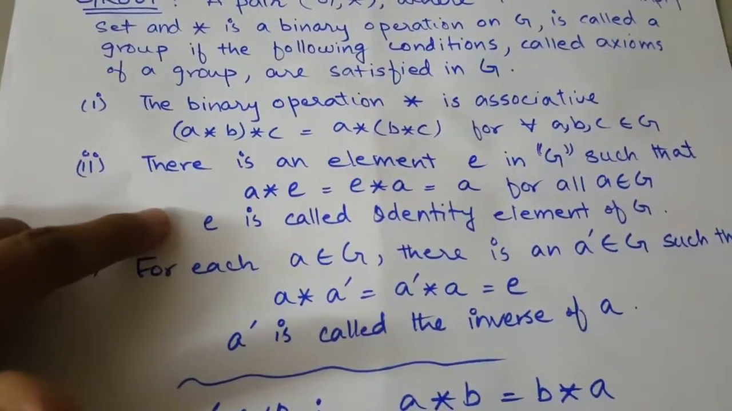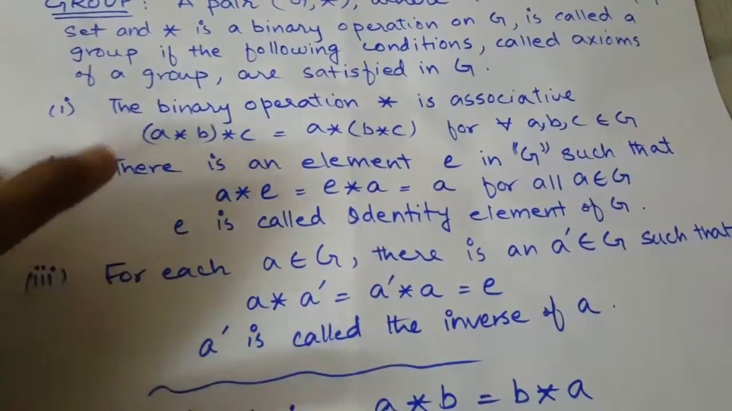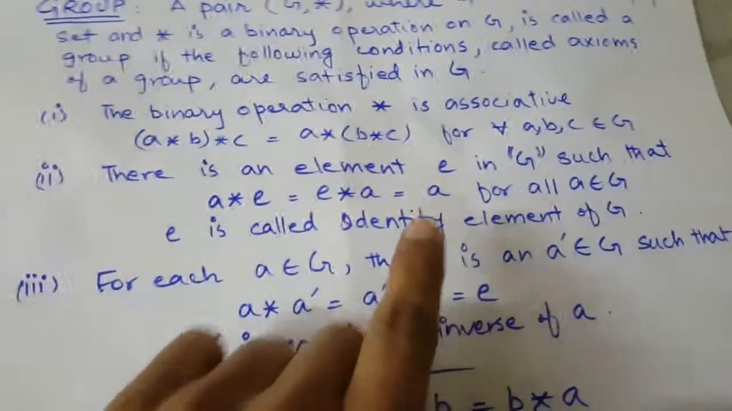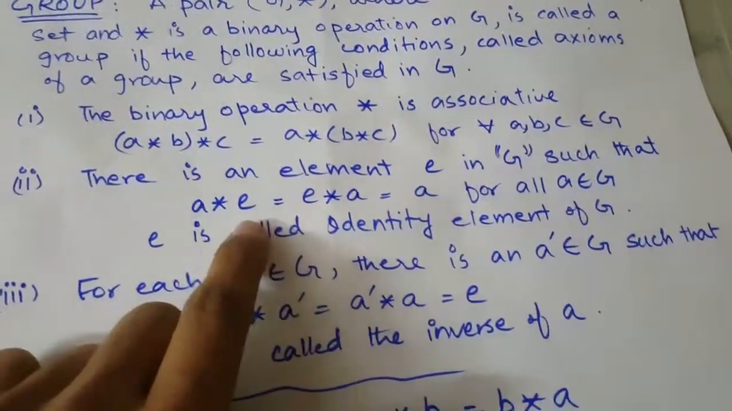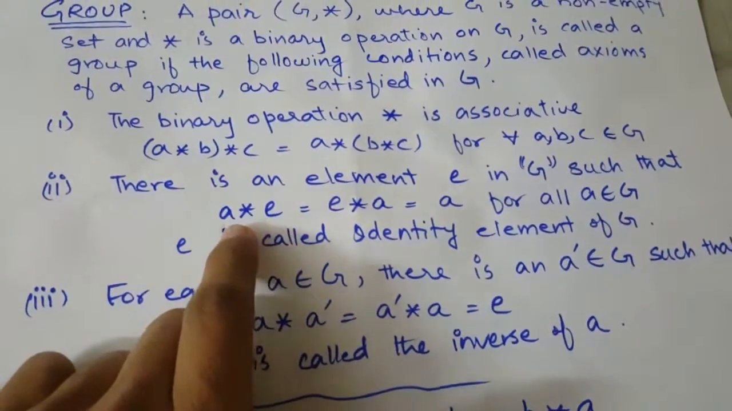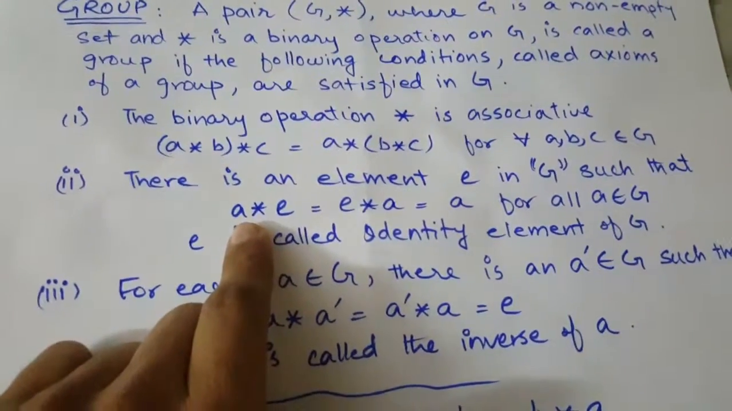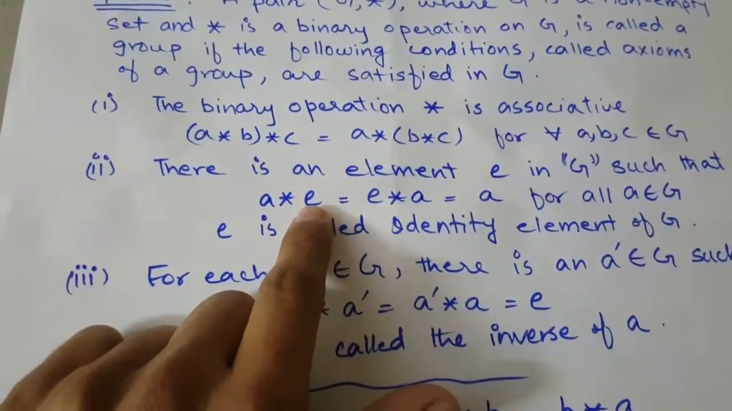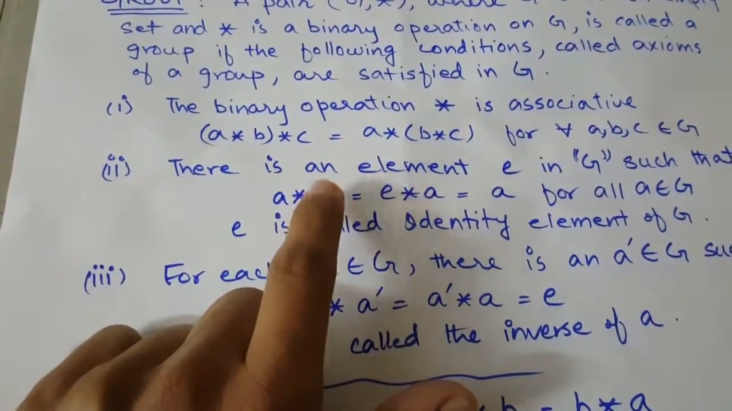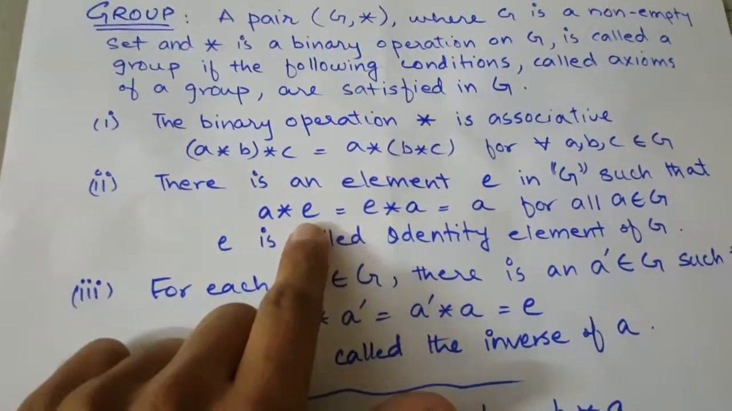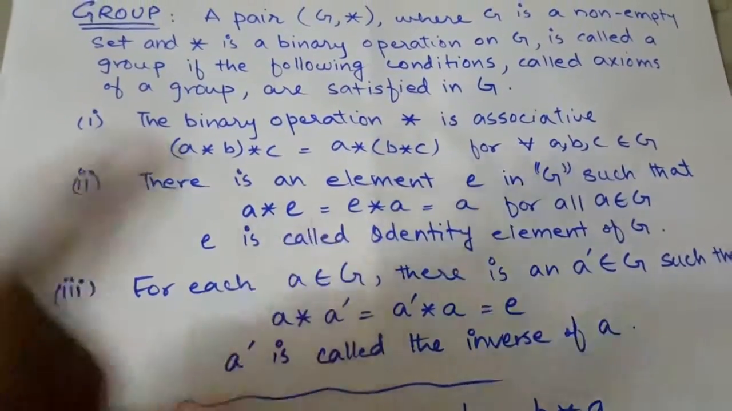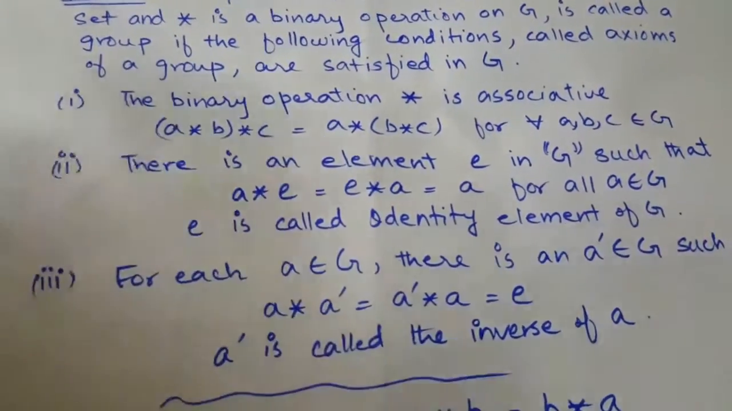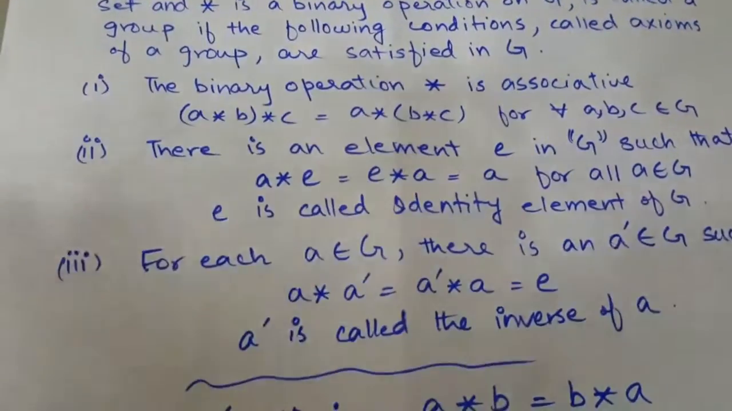The second one is very important. If you take any element a from G, there must be an element e, called the identity element, that doesn't change the element. In case of addition we have 0, and in case of multiplication we have the multiplicative identity, and we will write 1 here. So what does identity do? Identity doesn't change the element.